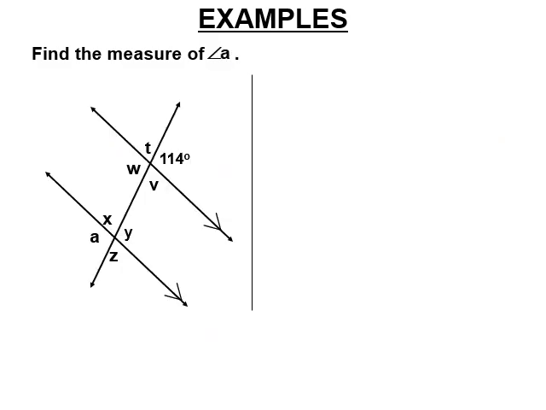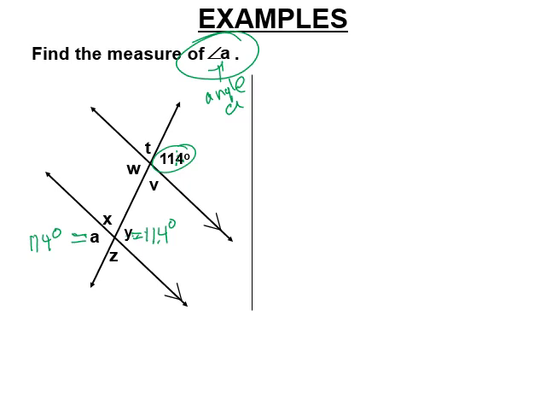So all you have to do is, you don't have to find all of them. You just find the measure of angle A. That's how you say that, angle A. So A is way over here. There's a lot of ways to do it. Well, Y here is in the same spot as this 114, so they are corresponding, right? And Y and A are vertical to each other, so A has to be 114 degrees.